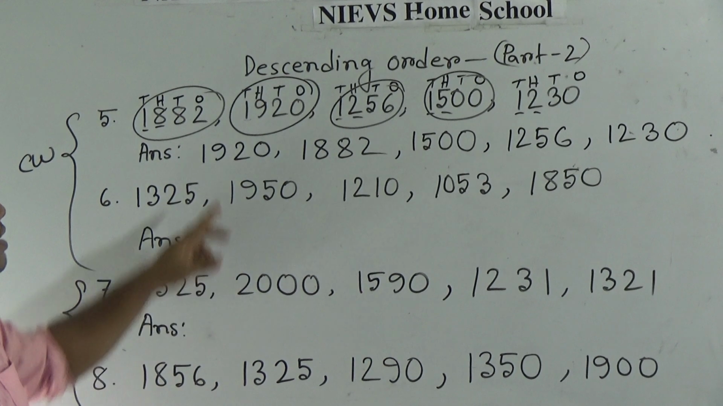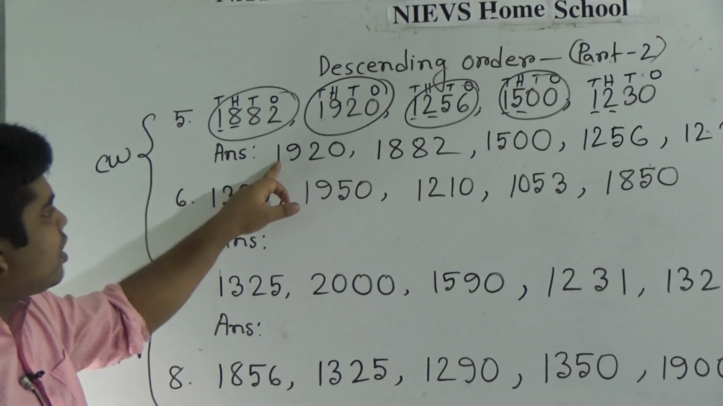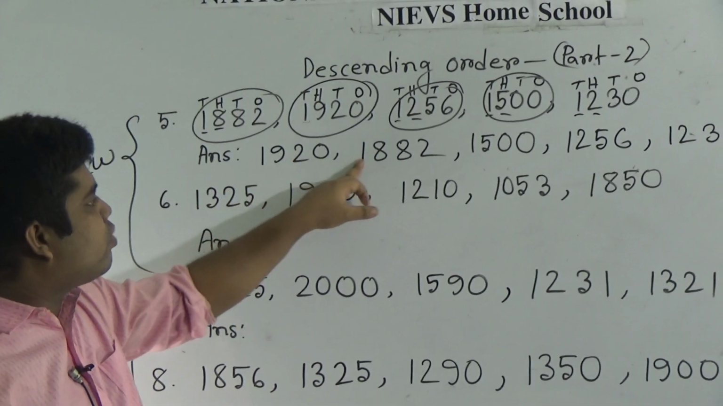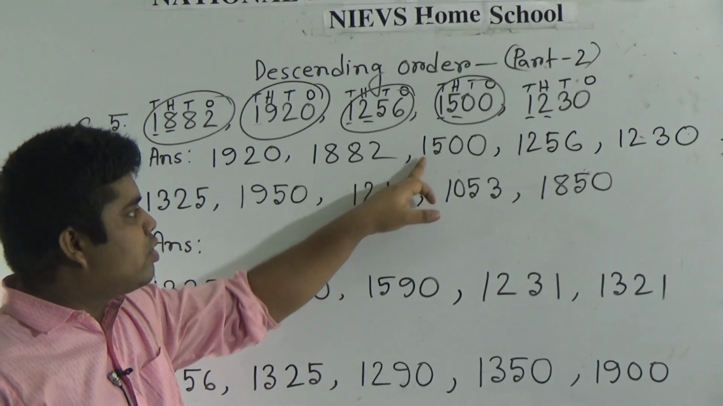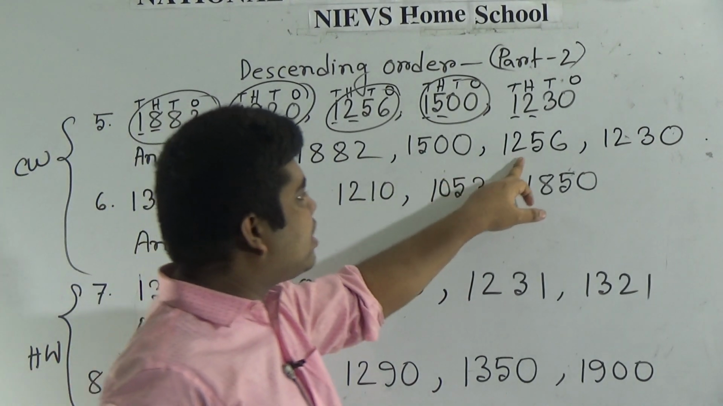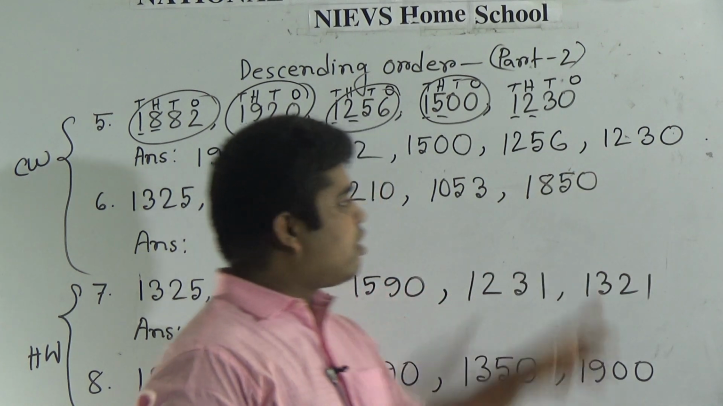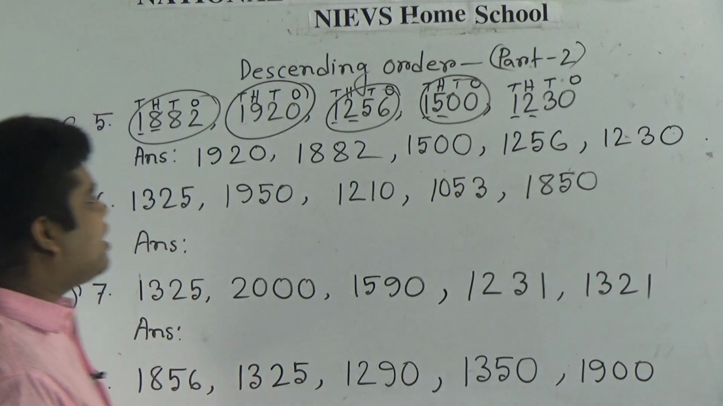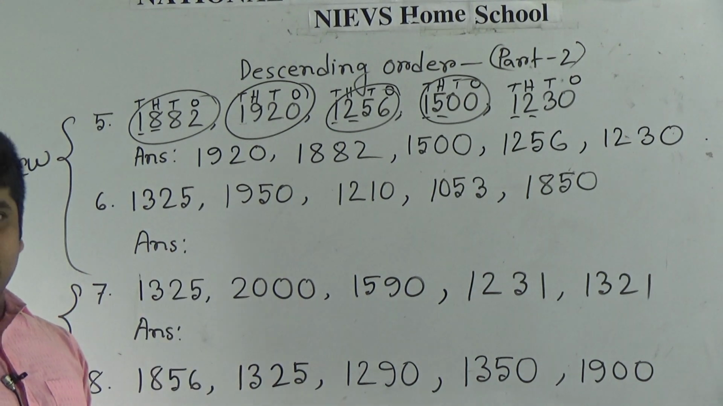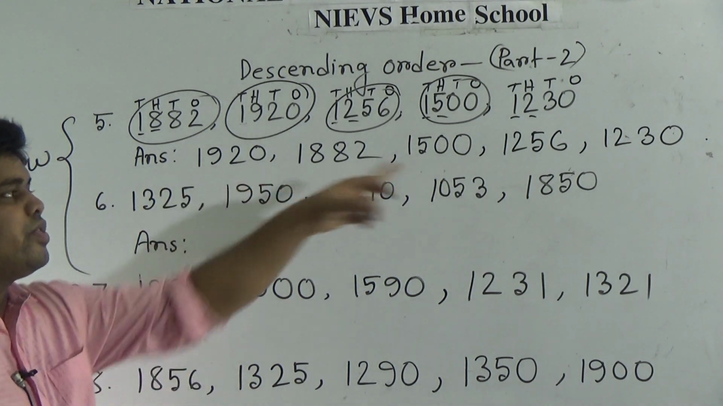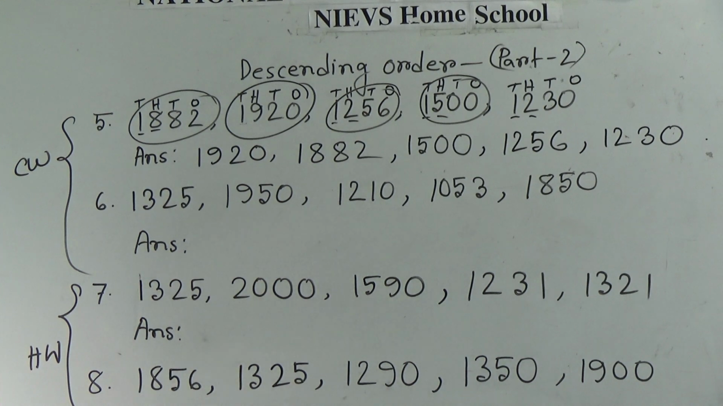Now we check whether our answer is right or wrong. Notice 1920, 1882, 1500, 1256, 1230. So from this series we can easily notice that they are arranged in descending order, that means greater to smaller form. So our first one, that means question number 5, is done.